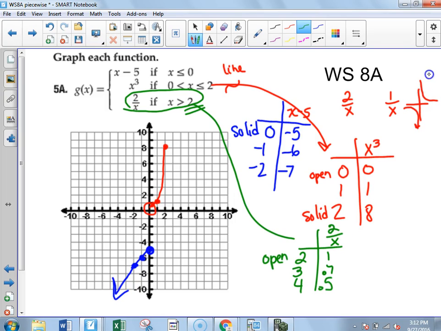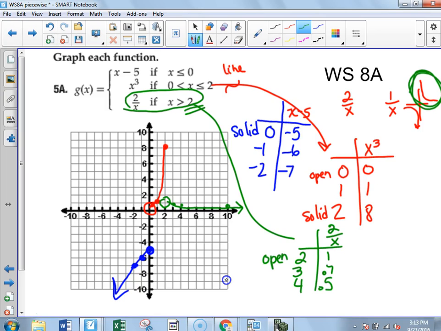Remember what it looked like, guys? This is what it looked like, yes? But we're starting at 2, 1. Solid or open, remember? Was open. At 3, it's at 0.7. At 4, it's at 0.5. At 10, it would be at 0.2. It just keeps getting closer and closer to there. And why did I put an arrow? Because it says x is greater than 2, right? Keeps going on and on and on. Okay, I don't like that one at all. Yes.